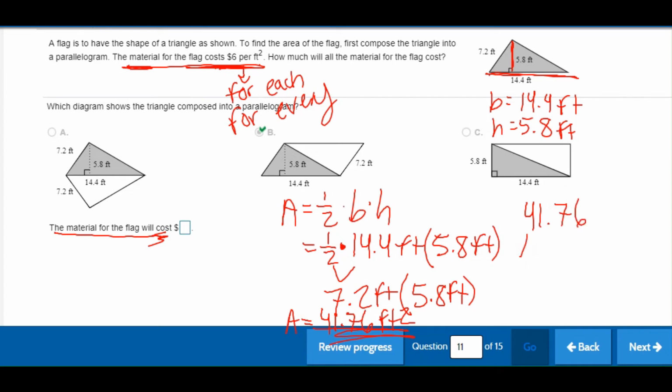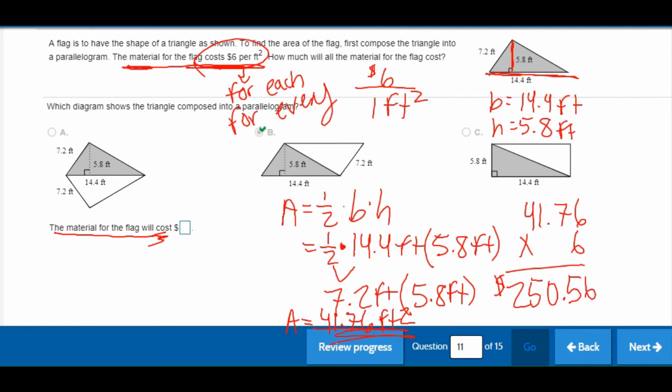41.76 times $6 per foot squared is going to be equivalent to $250.56. Now you can also use this as a conversion factor: $6 per 1 foot squared.